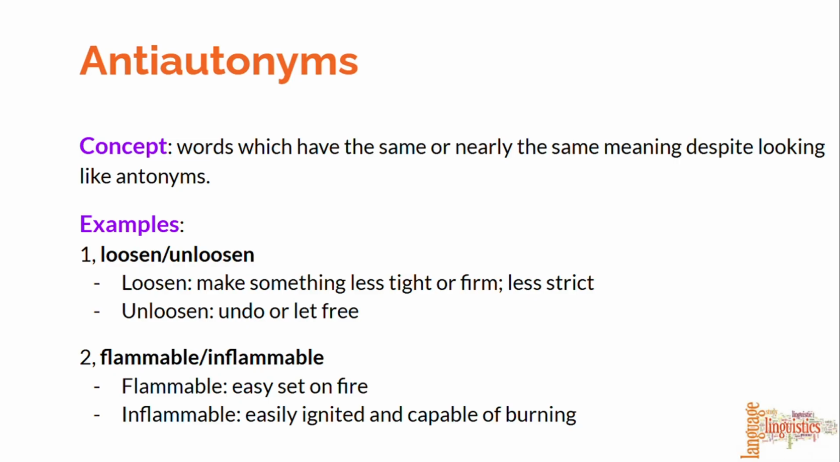Let's look at antiautonyms. The concept of antiautonyms is the words which have the same or nearly the same meaning, despite looking like antonyms. And let's look at some example pairs. The first pair, loosen and unloosen. From their appearance, they look like antonyms. It's like one's another's negation. However, they mean the same.